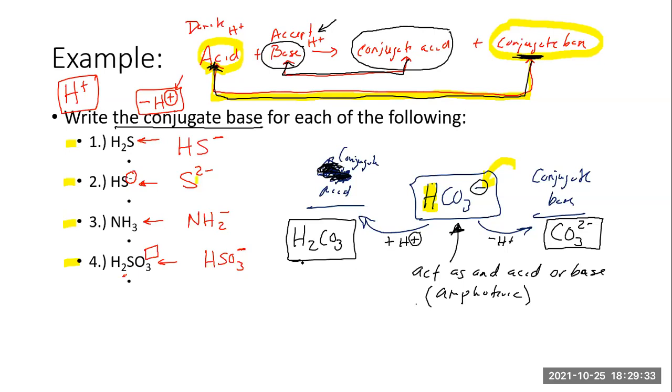Any questions on how to identify acid conjugate base pairs? Obviously, you need to be able to do that. You need to be able to identify the acid, the base, and identify as conjugate acid and conjugate base pairs. Any questions on that there?